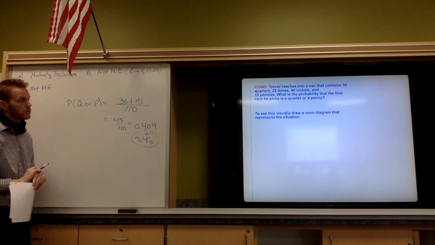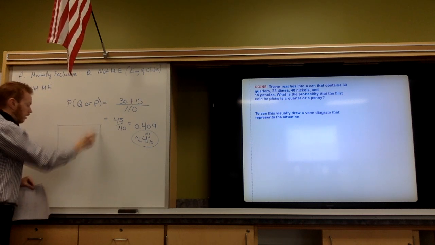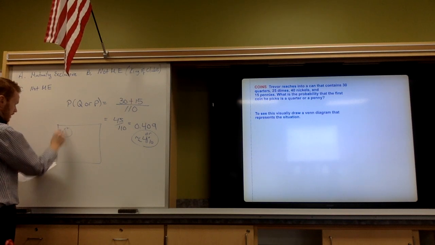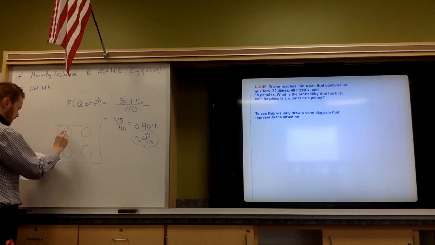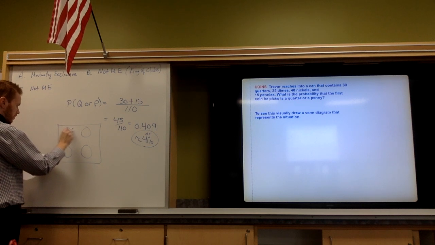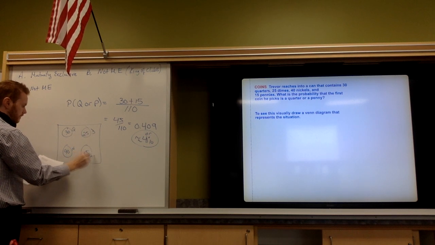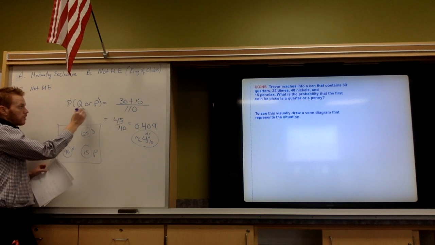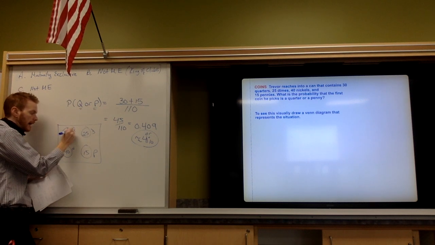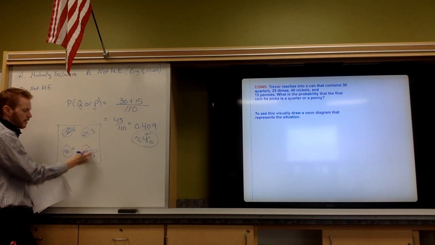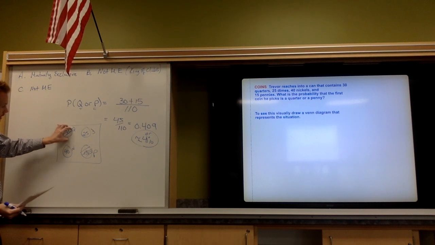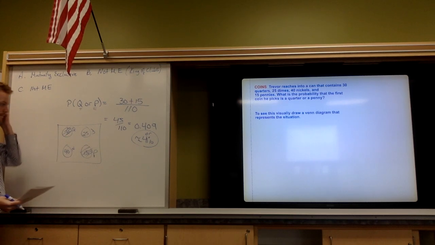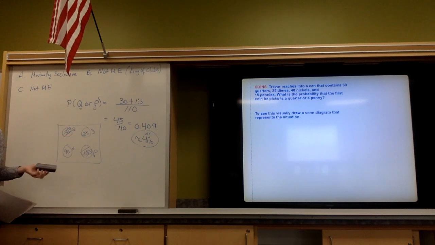Now the last part says, how does this look as a Venn diagram? Well, as a Venn diagram, let's say this is the can, and I have 30 quarters, 40 nickels, 25 dimes, and 15 pennies. I want to know the odds of a quarter or a penny, so I'm adding the 30 and the 15 together. I want elements that are in this bubble and this bubble, out of a total of everything here, which is 110. So visually, that's what it looks like.